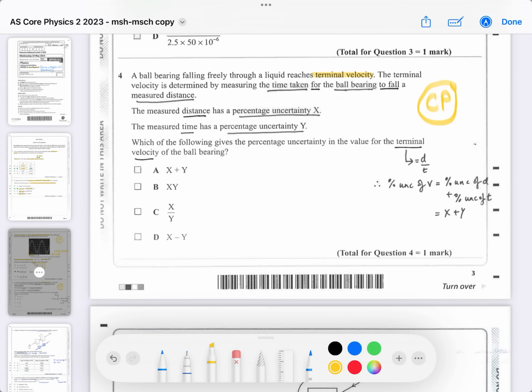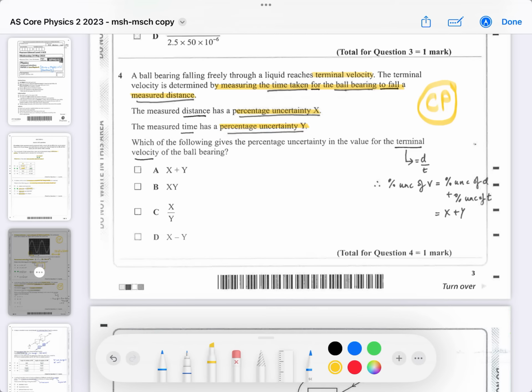The terminal velocity in this experiment, when the ball's falling freely through the liquid, is determined, because it's reached terminal velocity, by measuring the time taken for the ball bearing to fall a measured distance. So if you know the distance and you know the time, you can work out the terminal velocity. And then they're saying that the measured distance has a percentage uncertainty, and they're giving the value x, and the time has a percentage uncertainty.